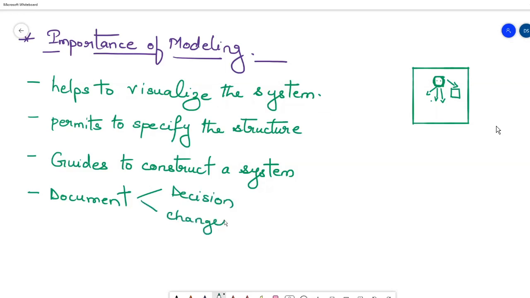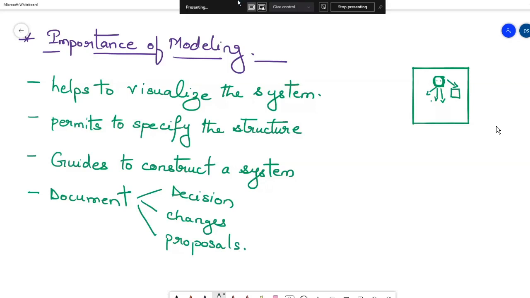Changes, different proposals, and many more things. Okay, so modeling would always also include the documentation section. That means, if you remember in software engineering also, we have studied that documentation plays a very important role. In the modeling, documentation would tell how this layout was prepared, what was the reason behind it, what was the idea, how these entities were taken, how they had the communication.